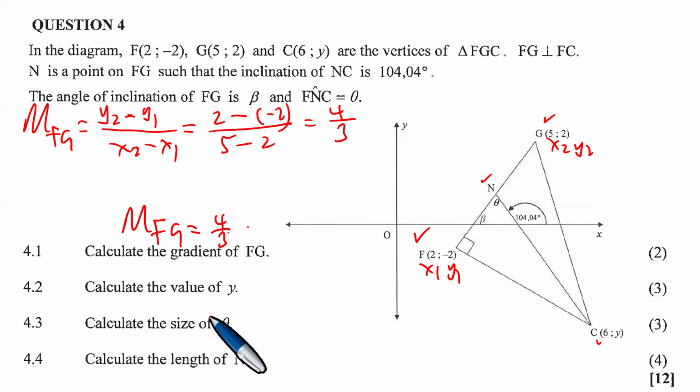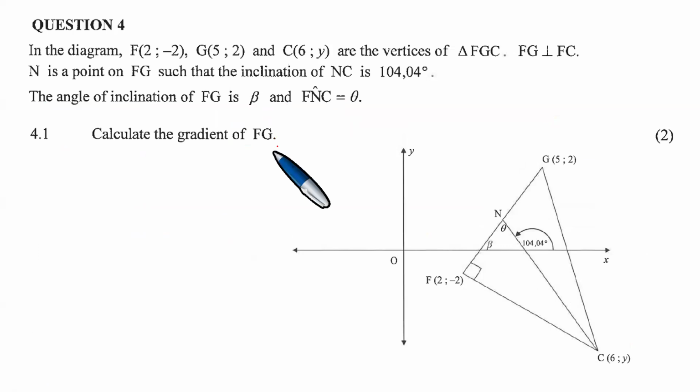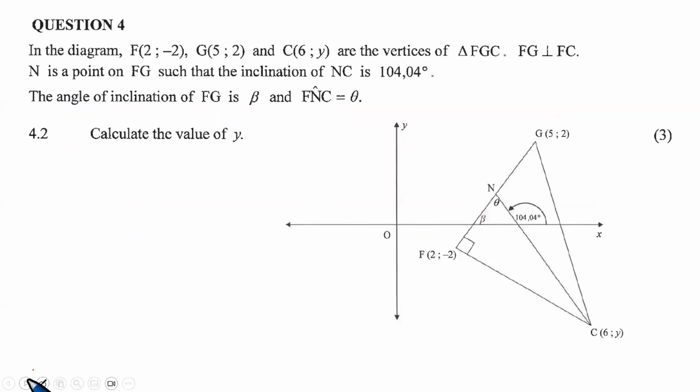We want to calculate the value of y. And to calculate the value of y, we do the following. Here is y, and we want to find the value of y. Y is nothing other than the y coordinate of the point C. So dealing with the y coordinate of the point C, this one we've already done, and now we want to find the value of y.